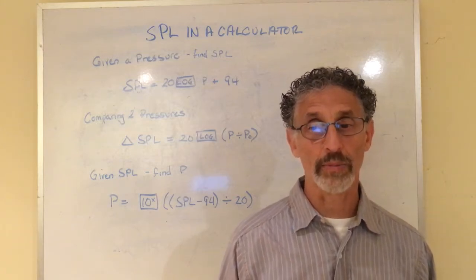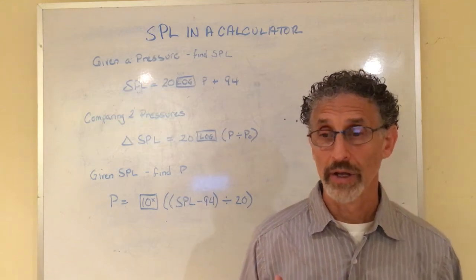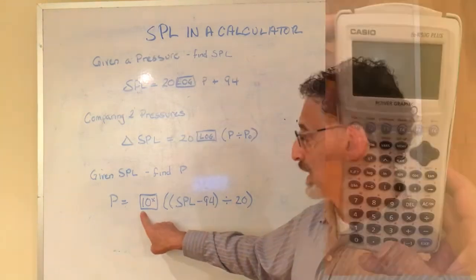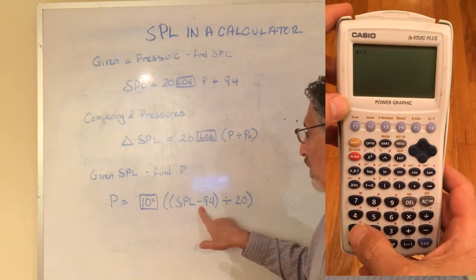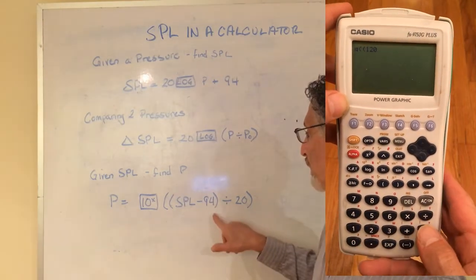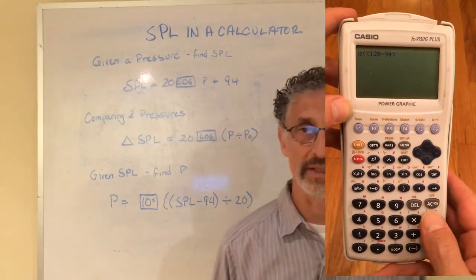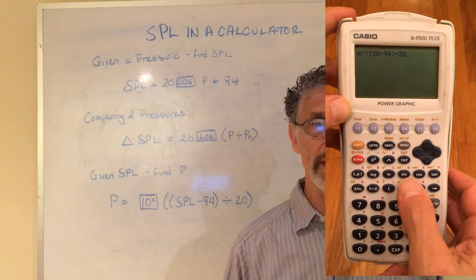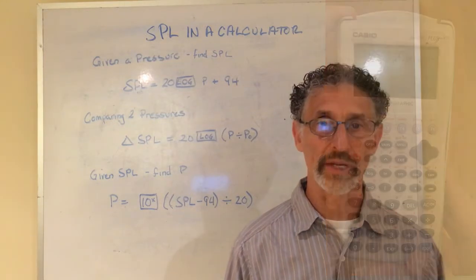If you want to find the pressure given the dB SPL, you can use the 10 to the x key, then parentheses, SPL minus 94, parentheses, divided by 20, and a closed parentheses. So if you want to write those down for when you have to start finding these, this may be a quick way for you to get the answer.